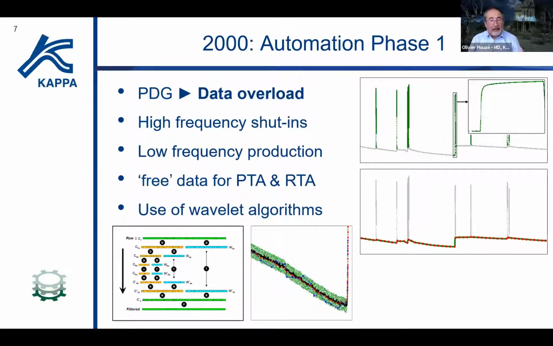So it was great, except that if you take high frequency over a long period, you get basically too much data. At this point, the challenge was to develop algorithms that would reduce the number of points by a factor of 100 or 1,000 without creating too much entropy, so without losing too much information. And so we implemented an algorithm that was acting as a high-pass filter whenever there would be a shut-in and a low-pass filter for the rest.